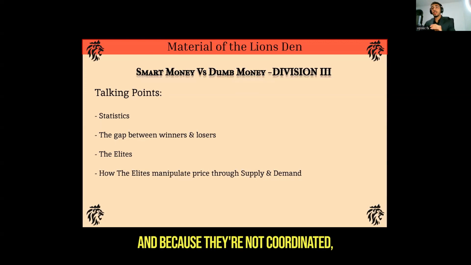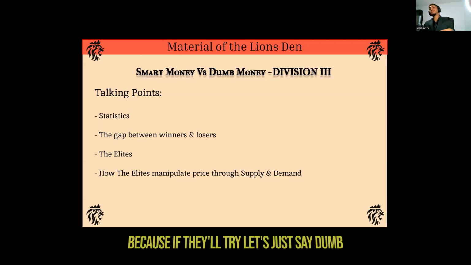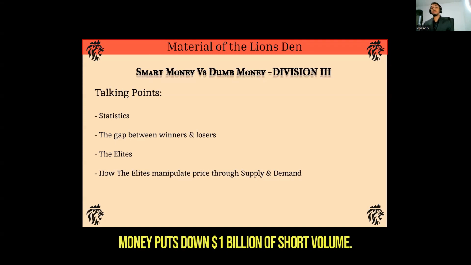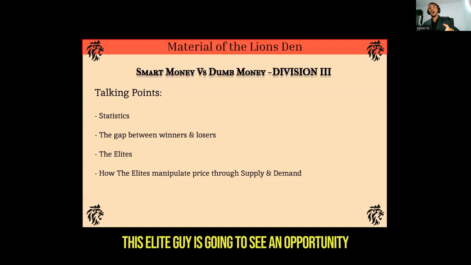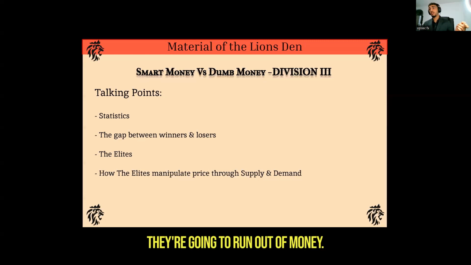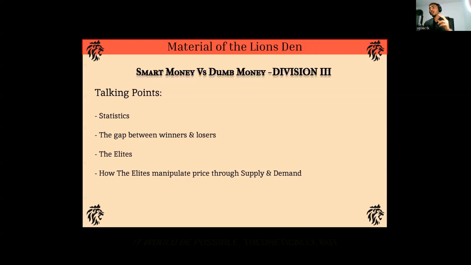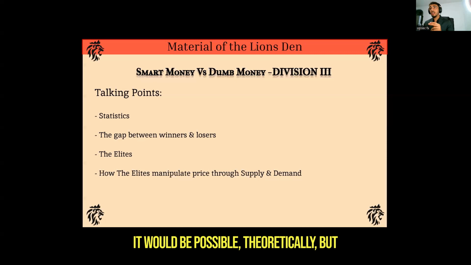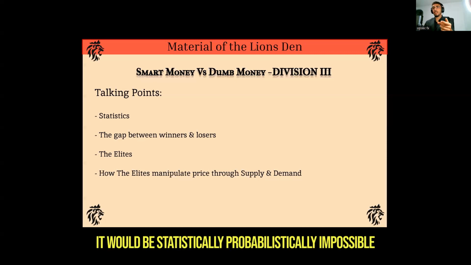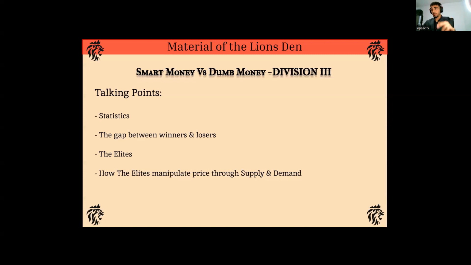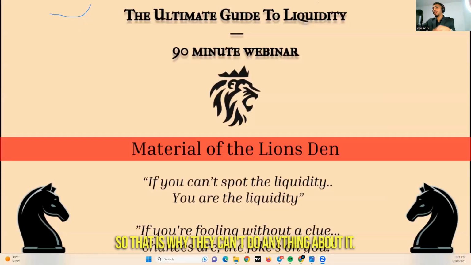And because they're not coordinated, they can't manipulate the markets, because let's just say the money puts down $1 billion of short volume. This elite guy is going to see an opportunity to capitalize on to go long with $1 billion, and he's going to make these guys lose because they're going to run out of money. If the money was coordinated, then it would be possible theoretically, but it would be statistically impossible, probabilistically impossible, for that many people to coordinate. So that is why they can't do anything about it.